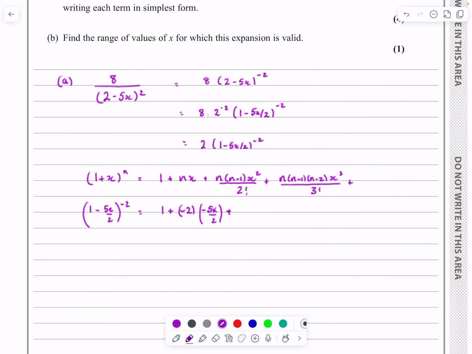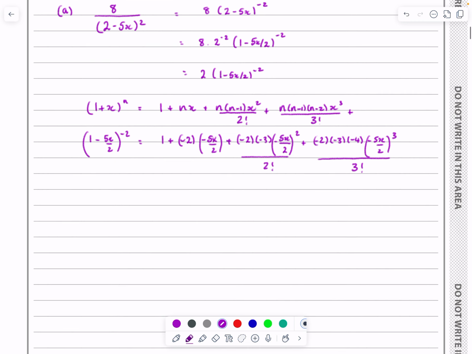So it's minus 2 multiplied by minus 3. Sorry, minus 5x. I'll just move that over a bit. Just be careful when you're doing these, obviously. Minus 5x over 2 squared, all over 2 factorial. And then the last term is minus 2, minus 3, minus 4, it's minus 5x over 2 cubed now, all over 3 factorial.